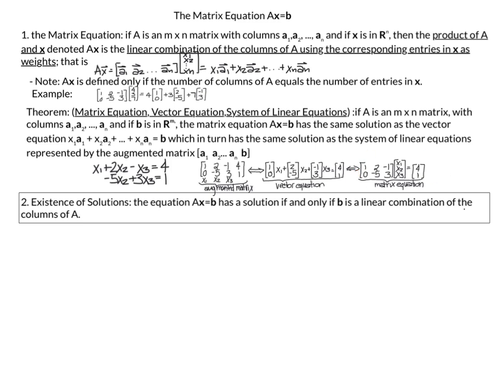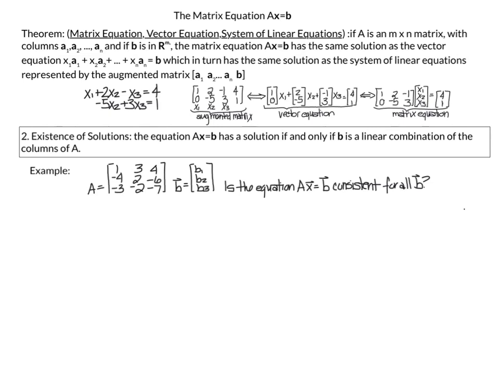Now that we've talked about the equivalence of the system of linear equations, vector equation, and matrix equation, we can ask when a solution exists to our problem. We'll look first at the matrix equation: Ax = b has a solution if and only if b is a linear combination of the columns of A.